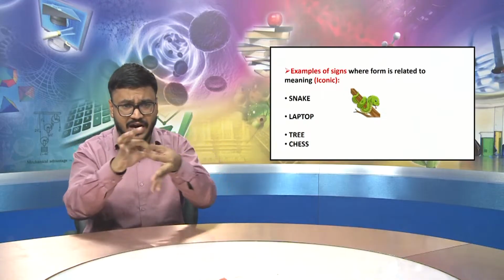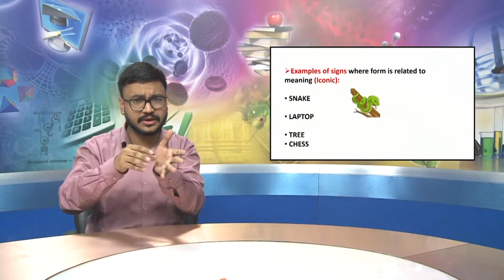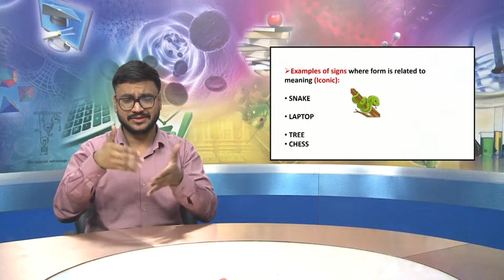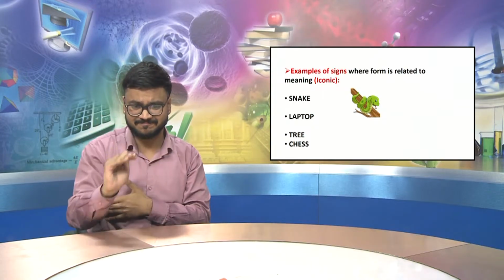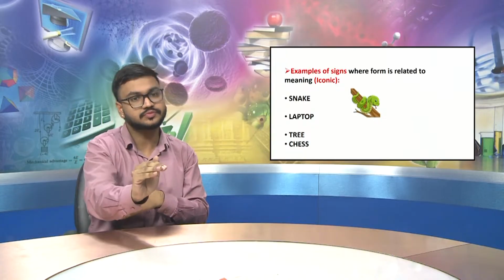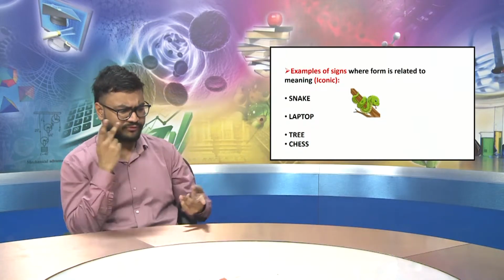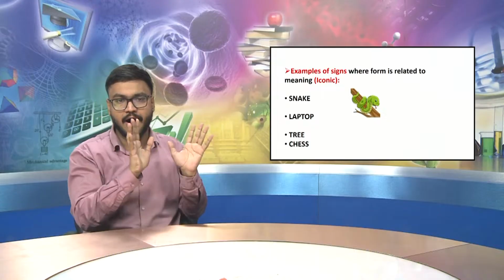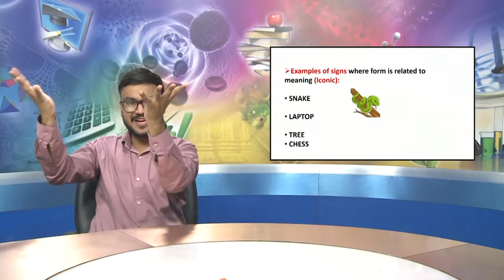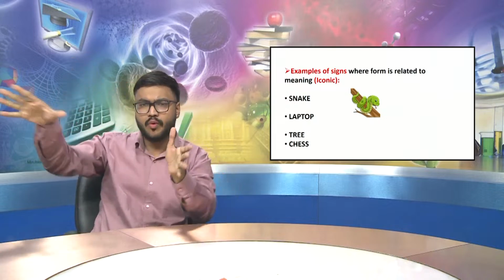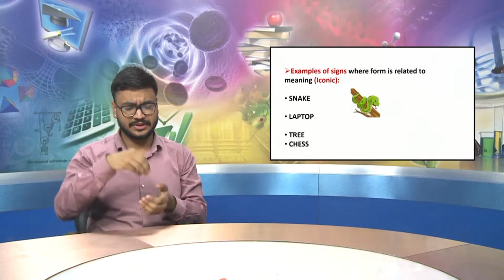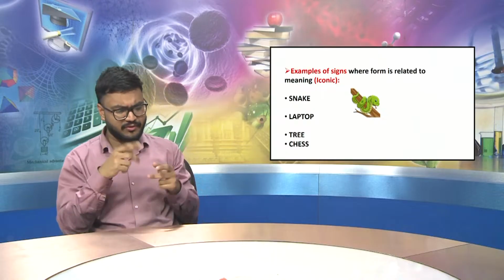Example of iconic signs is we can define that their form is related to its meaning. Like we can use the sign of snake. Second, we can also use the sign of laptop. And next is tree. Next is chess.